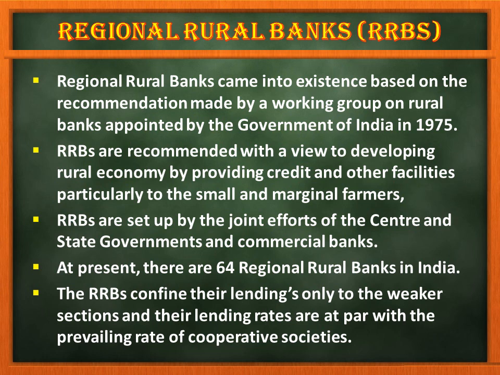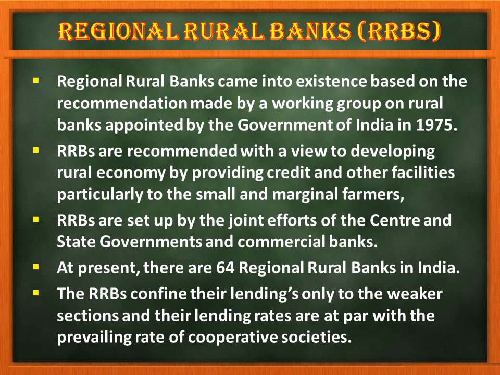So at present there are 64 regional rural banks in India. The regional rural banks confine their lendings only to the weaker section. Poor people மட்டும்தான் இவங்க loan கொடுப்பாங்க. And the lending rates are at par with the prevailing rate of the cooperative societies. They do not charge more rate of interest. It will be more or less equal to the prevailing rate of the cooperative society.